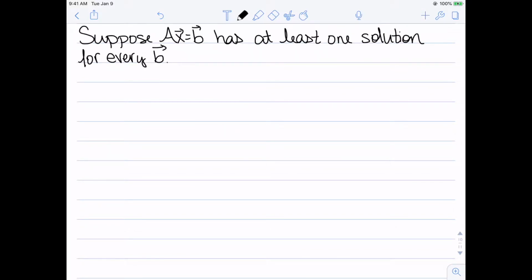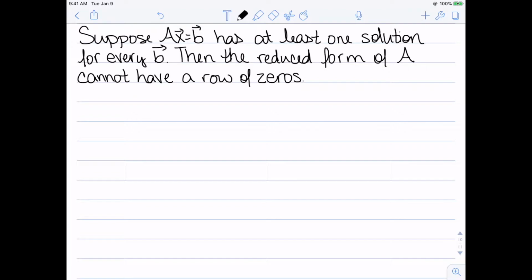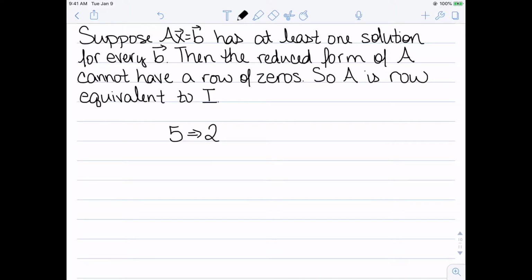Next, we'll suppose that Ax equal to b does have at least one solution for every vector b. Then we know that the reduced form of A cannot have a row of zeros, because if it did, we would find some b where this solution doesn't exist. And since it has no row of zeros, we know that A is row equivalent to I. So we have that 5 implies 2. If I know at least one solution exists for every b, then we're row equivalent to I. And since we know I has n pivot positions, we have that 2 also implies 3.